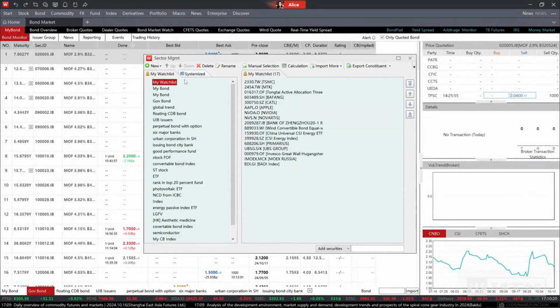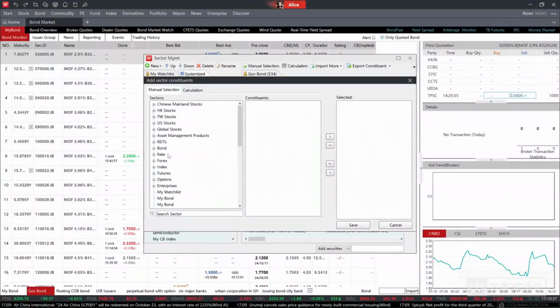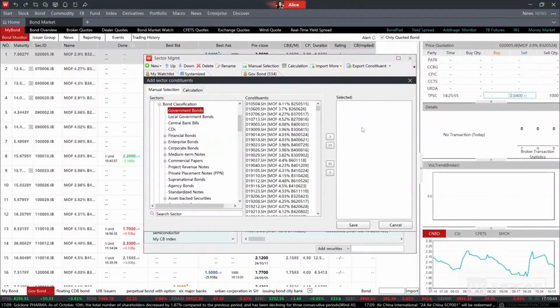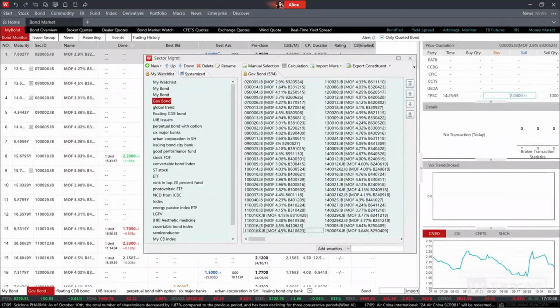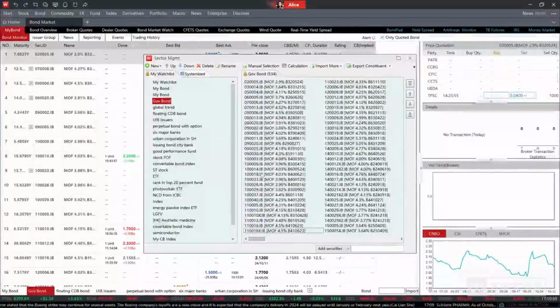For example, I've already created one sector called government bond, right? We can use the new sector to create a new template over here and add any bond you want. Right now I've already created one, and you can use the manual selection to choose the different bonds you want. For example, you can choose the government bond over here, add it, then save it as you want, and such a result may show over here. It is an easy way for you to create your own sector.